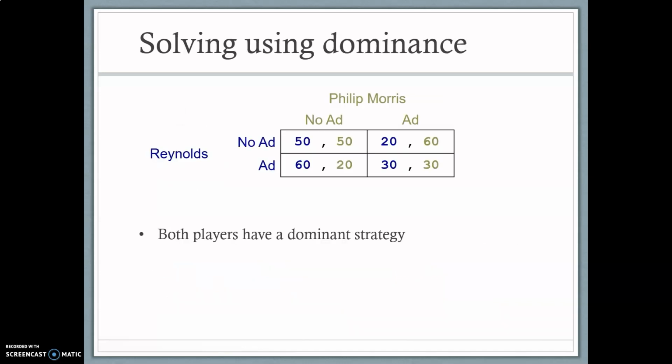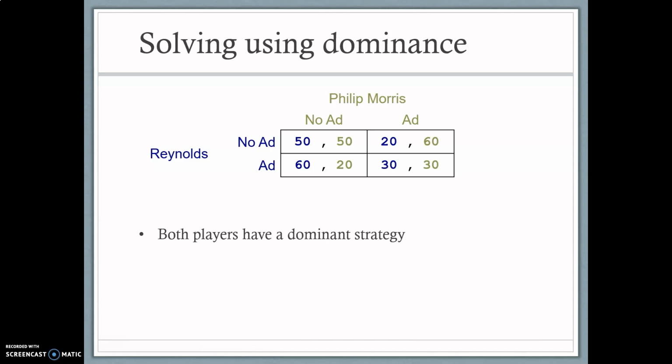So this is an example where dominant strategies can be used, right? I have given an example of two companies, Philip Morris and Reynolds, and their payoff matrix when there is no advertisement and when there is advertisement, right? Philip Morris and Reynolds are the two giants in their sectors. When there is no advertisement from both the companies, the profits or revenue is 50-50. And if there is advertisement from Philip Morris, the revenue goes to 60, and for Reynolds it goes to 20.